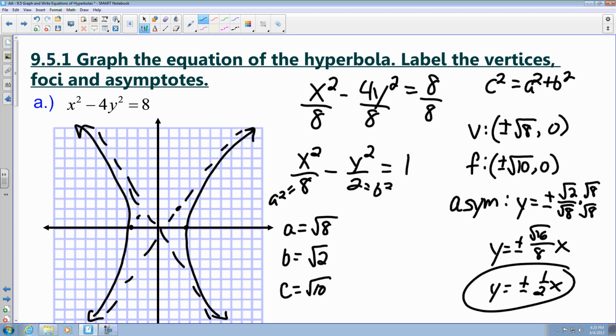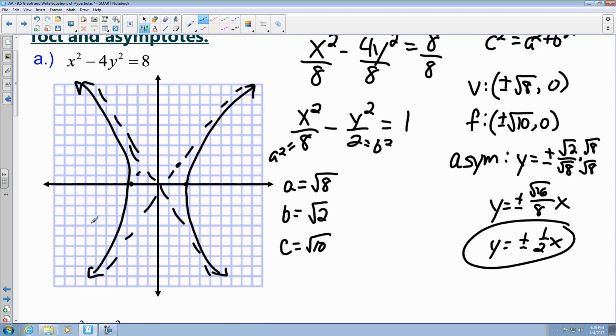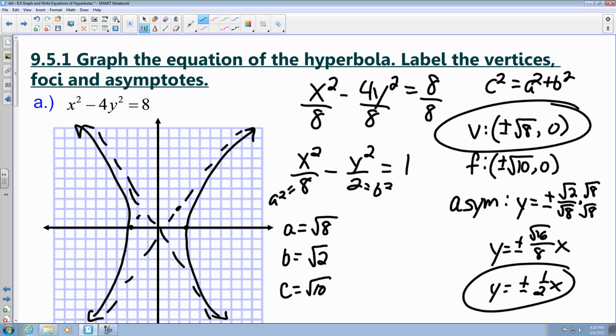So that's kind of what we're dealing with for this first one. So I found my 2 vertices, I found my 2 foci. Well, let me plot just the foci here. So it's like 3.6. So it's somewhere right around here and somewhere right around here. And then the asymptote would be denoted as y equals plus or minus 1/2 x.